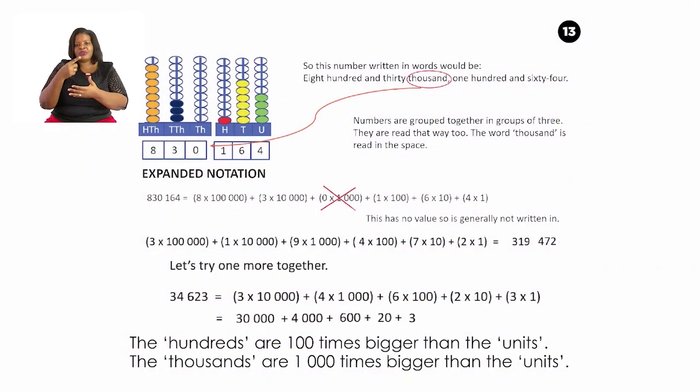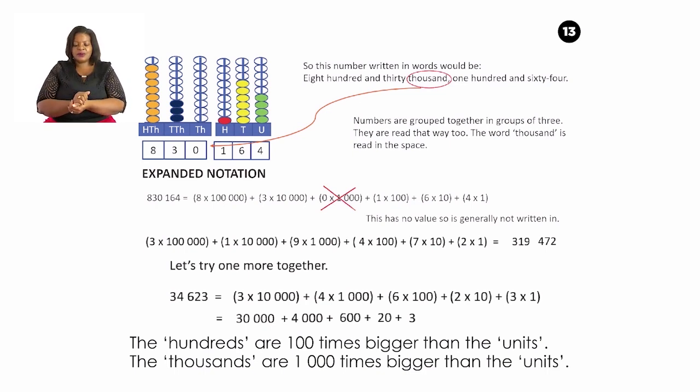The third abacus on our notes is explained as follows. This number, 830,164, is written in words. So that is how you write it in words. Numbers are grouped together in groups of 3, and they are read that way too. The word thousand is read in the space.